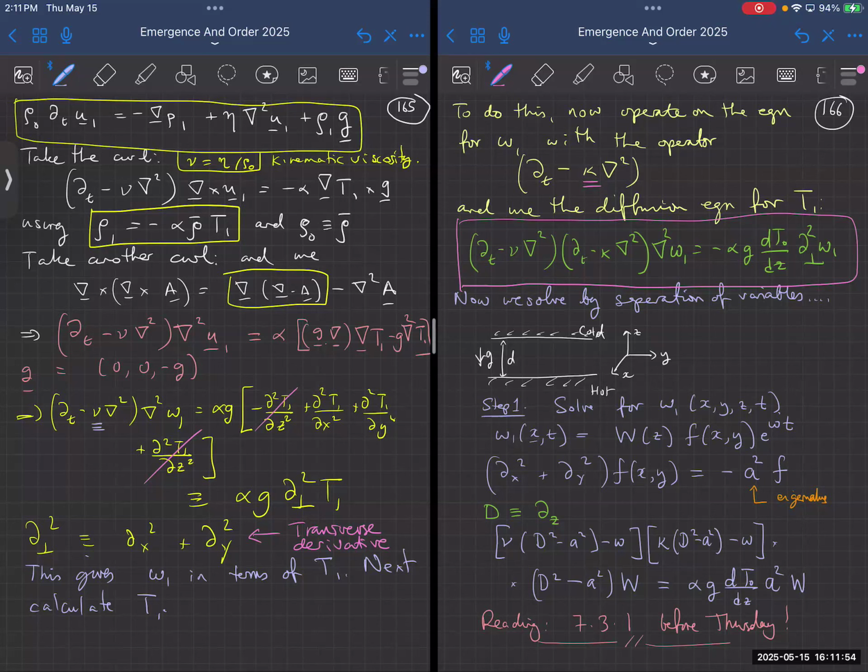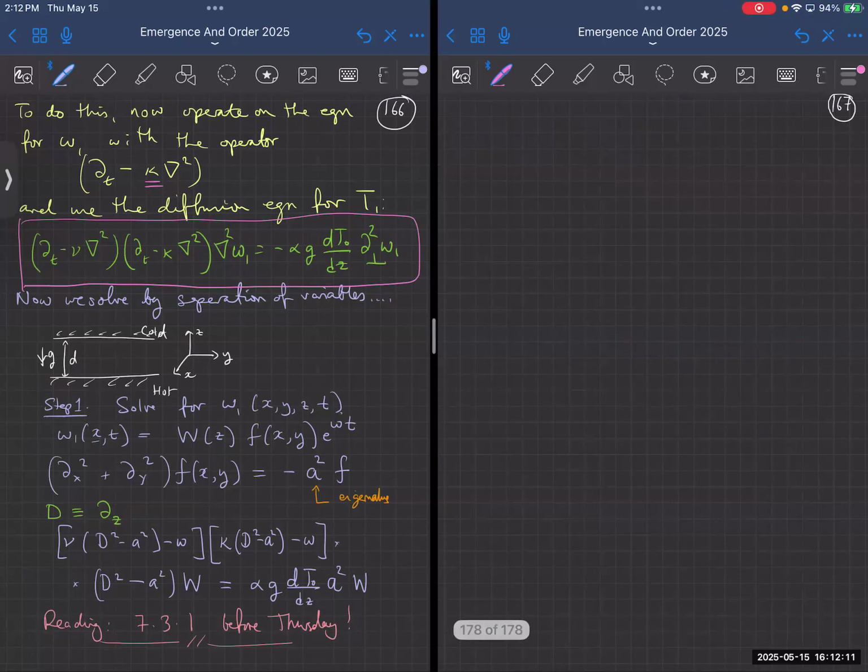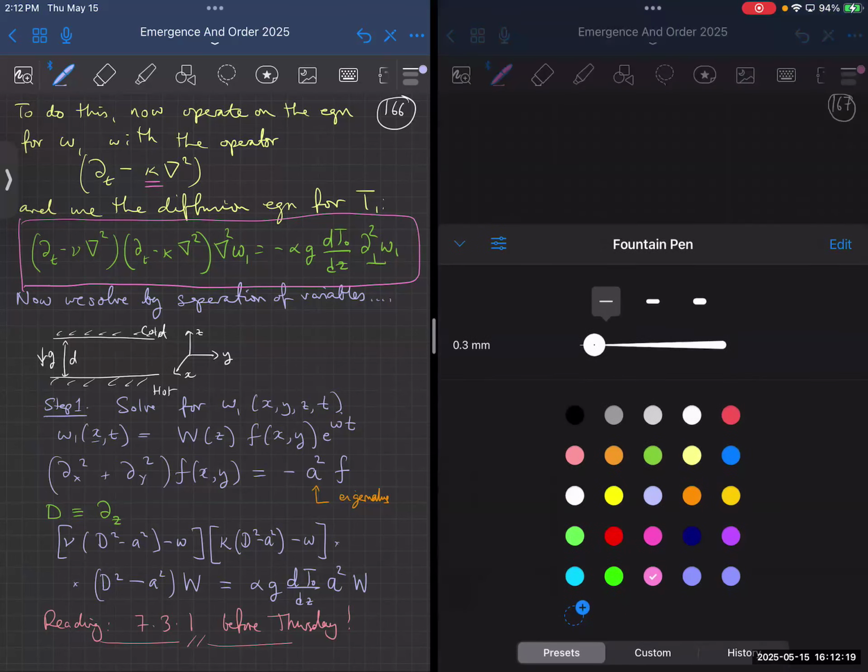So we have a very nice differential equation. It's a linear differential equation. It's sixth order, and now we need to solve that. So let's see how do we solve that. The first thing that we need to ask is, what are the boundary conditions? So let's discuss the boundary conditions.